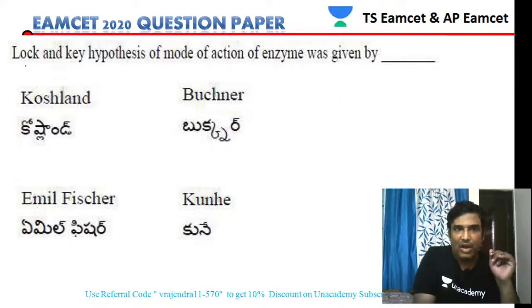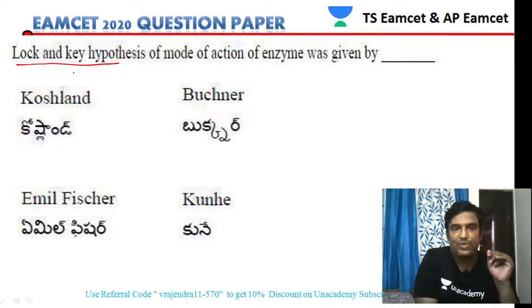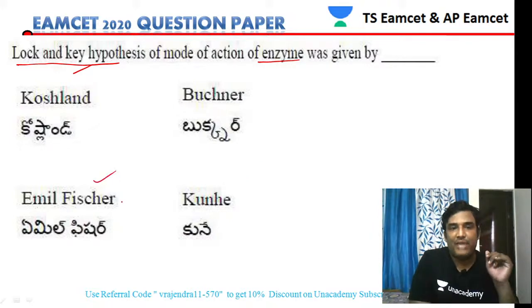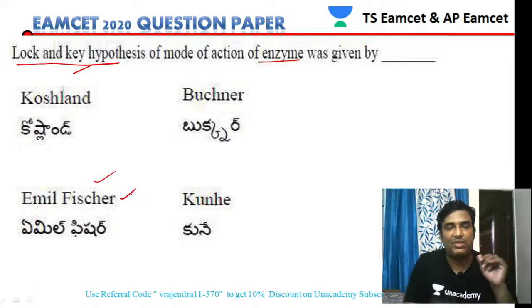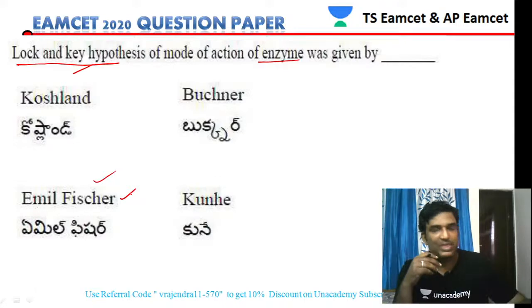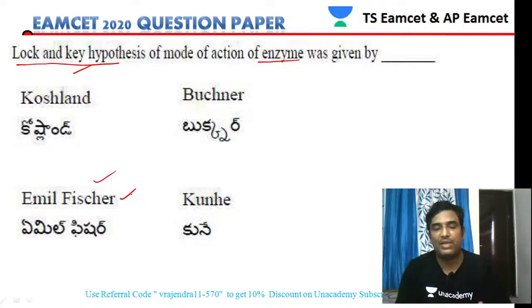Next, the lock and key hypothesis. The scientist who proposed the lock and key hypothesis, the mode of action of enzymes, was Emil Fischer. Emil Fischer is the person who gave the lock and key hypothesis.